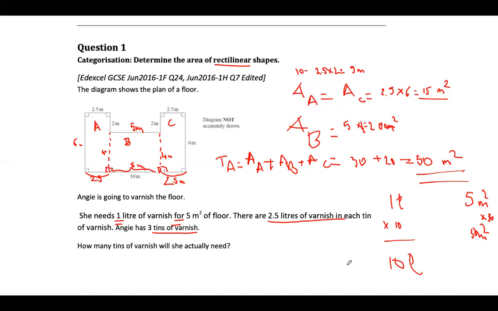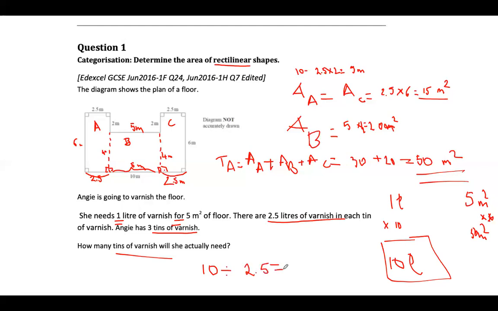It doesn't say how many liters. It says how many tins she will actually need. Now, we know she needs 10 liters. And we also know that there are 2.5 liters in each tin. So how do you do this one? We're going to divide to find how many tins she needs. So 10 divided by 2.5.